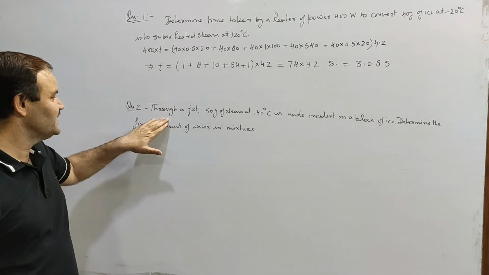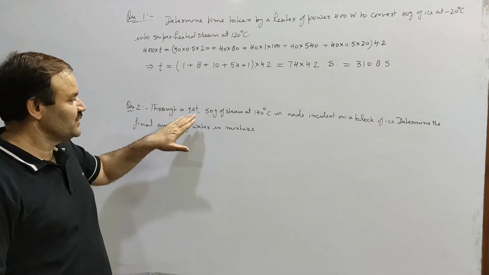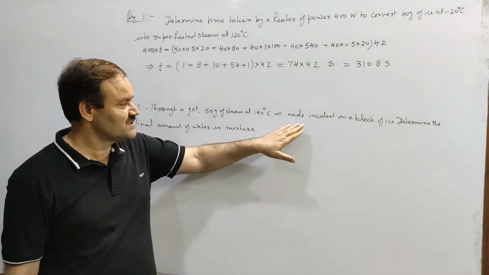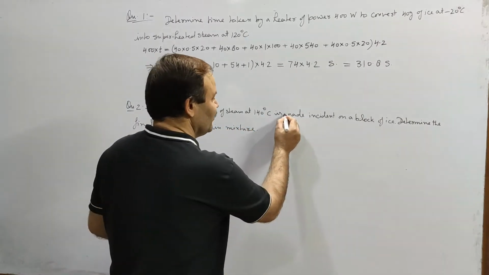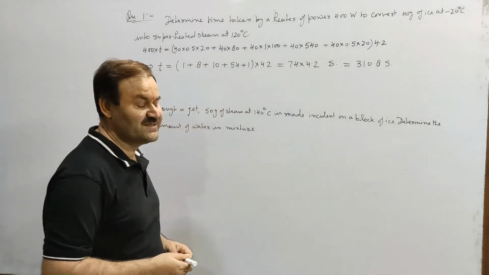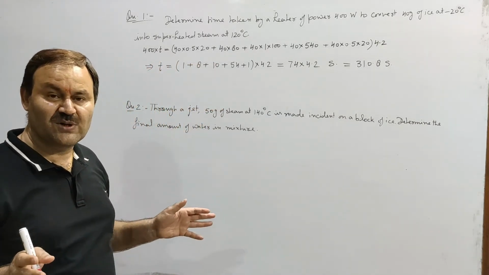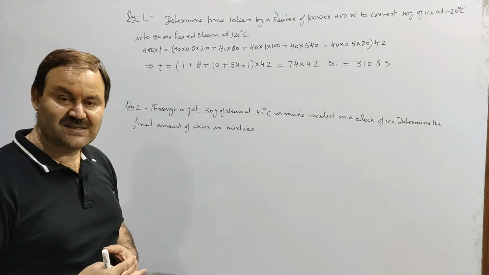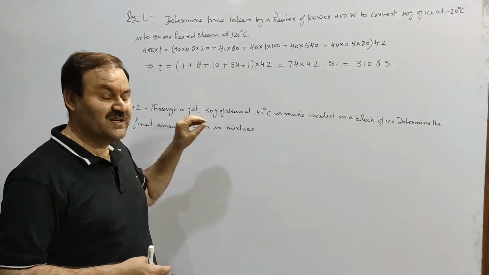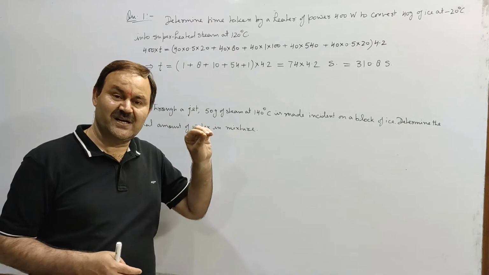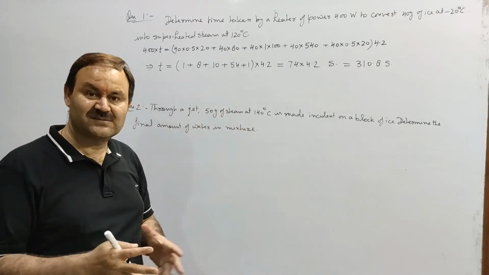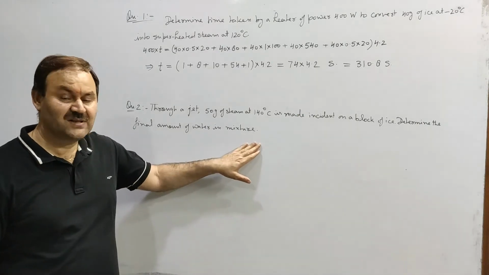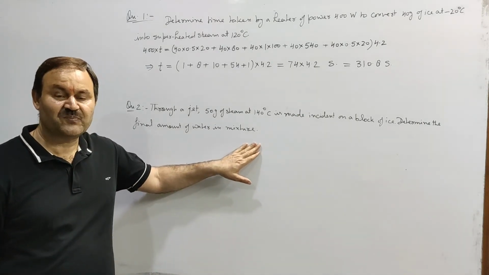Now come to the second question. This second question states that through a jet of steam, 50 gram of steam at 140 degrees Celsius is made incident on a block of ice. The dimensions of block are not given, so we will assume that the dimensions are large enough. It means the steam will be unable to melt the entire block of ice. Determine the final amount of water in mixture.